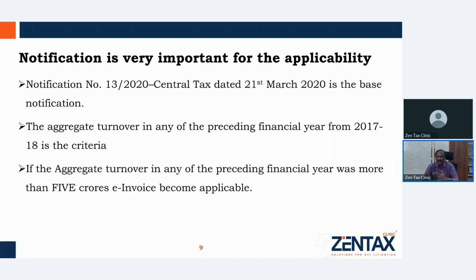Suppose in all the preceding years, your turnover is around 4 crores. During 25-26, in the month of, say, September, your turnover has crossed 5 crores. Should you generate e-invoice? Not necessary, because only in the next year it is applicable. In the middle of the year, even if your turnover crosses 5 crores, or even if you reach 10 crores during the financial year, that is not essential. Only the preceding financial year aggregate turnover has to be calculated.